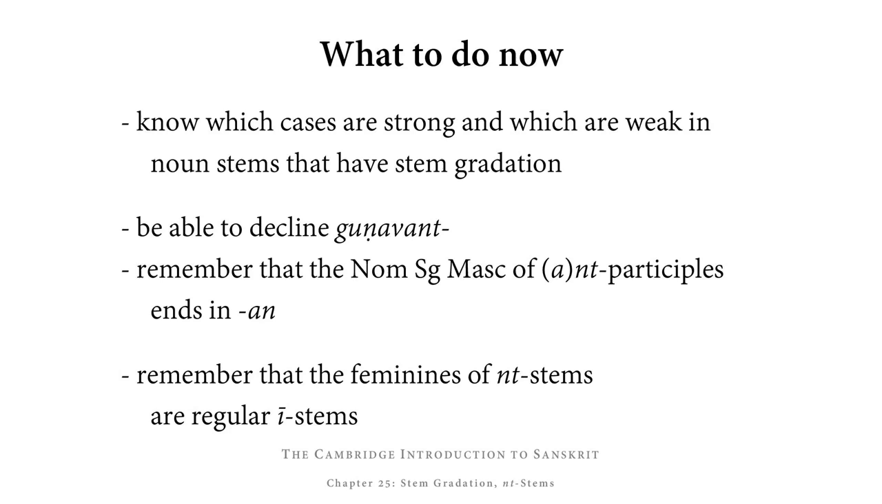In all of the other forms, nt and ant participles decline exactly like gunavant. Finally, you should remember that the feminines of nt stems are regular long i stems, i.e. they decline just like nadi. It is much less important to know whether feminines are formed on the basis of a weak stem or a strong stem. That is something that you only need to know if your goal is to write Sanskrit yourself, rather than just being able to read Sanskrit texts.